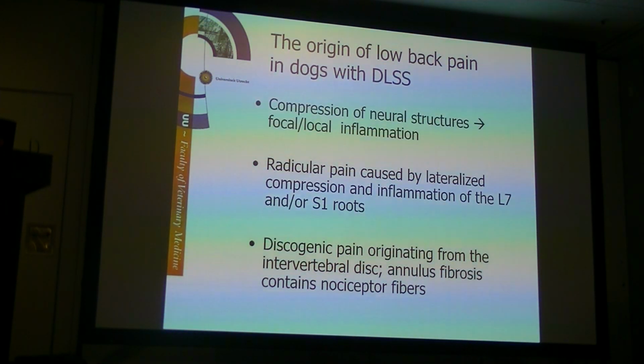Now, traditionally, we have looked at low back pain in dogs from a compression side view. So we thought, okay, if you have something compressing on the cauda equina, this results in pain. This is very logical. And compression of neural structures, we know, will cause inflammation, focal inflammation, very localized. And if you put compression on a root that goes to the hind limb, you will get root pain.